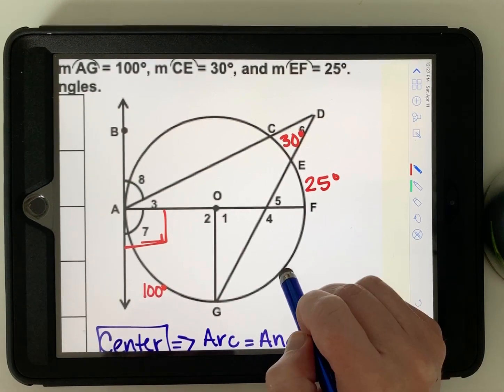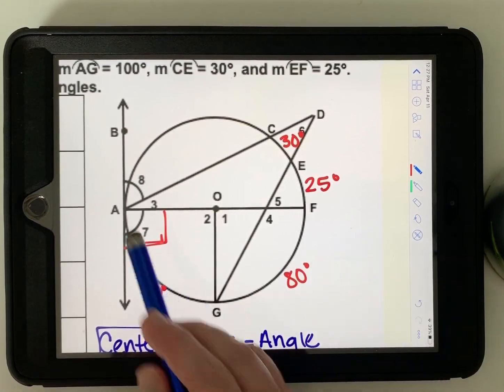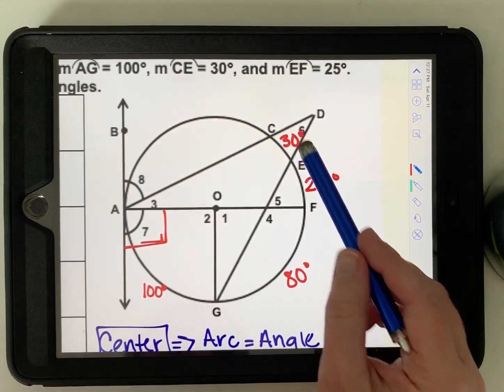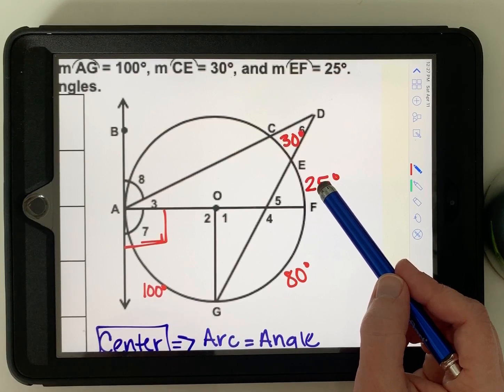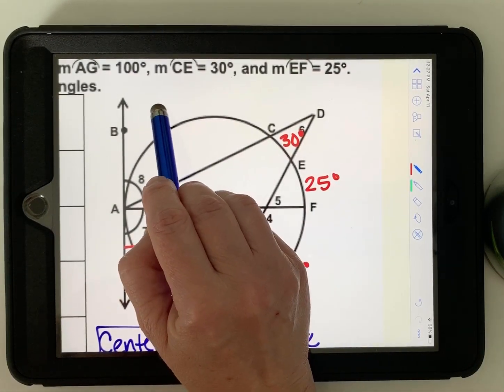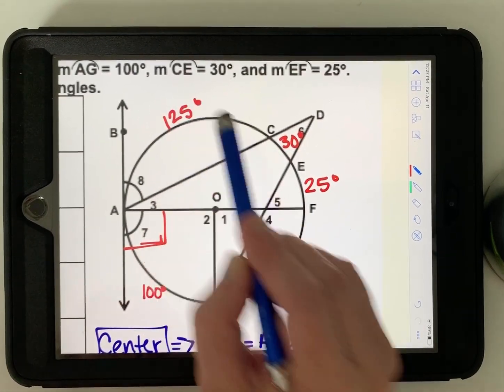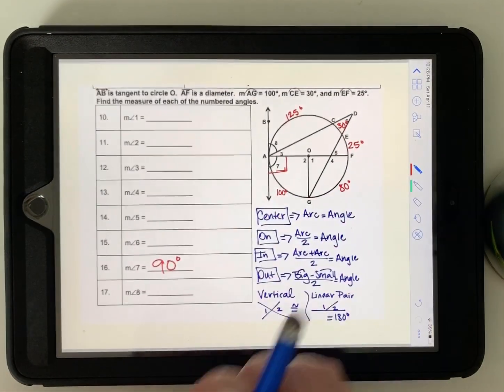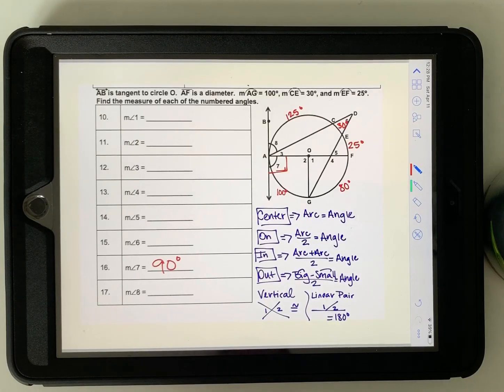So if this is 100, that's going to be 80 right off the bat, because 180 minus 100 gives us 80. If we were to add these two up, 30 and 25 gives us 55. Take that away from 180, and that gives us 125. So now we have all of our missing pieces. I advise to go ahead and do that so that this next part becomes really easy. You can just plug into the formulas and go.